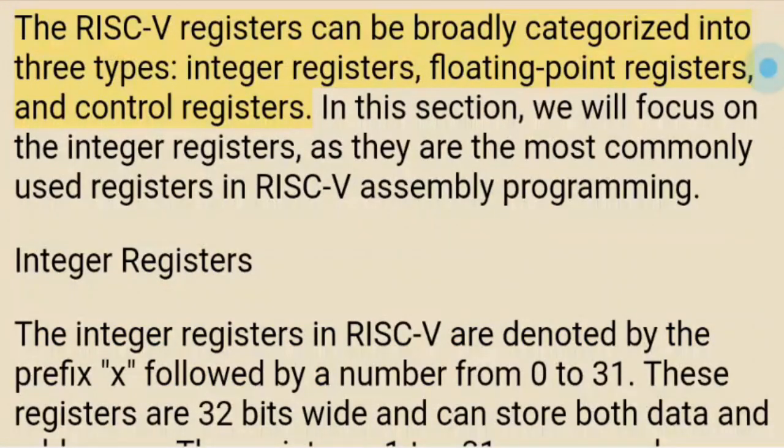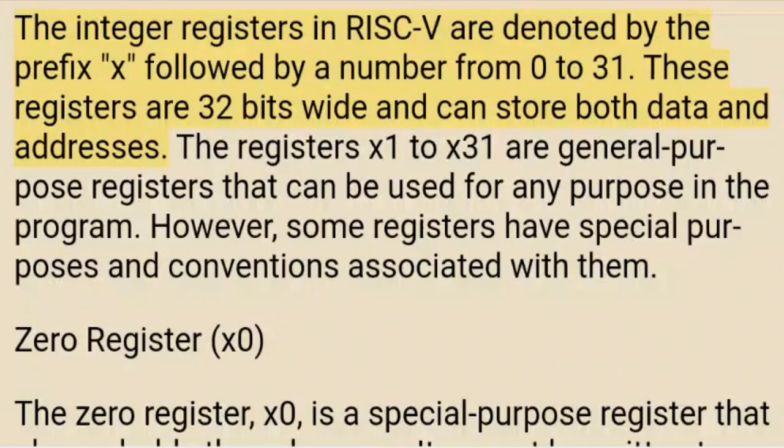The RISC-V registers can be broadly categorized into three types: integer registers, floating point registers, and control registers. In this section, we will focus on the integer registers, as they are the most commonly used registers in RISC-V assembly programming. Integer registers. The integer registers in RISC-V are denoted by the prefix X, followed by a number from 0 to 31. These registers are 32 bits wide and can store both data and addresses. The registers X1 to X31 are general-purpose registers that can be used for any purpose in the program. However, some registers have special purposes and conventions associated with them.